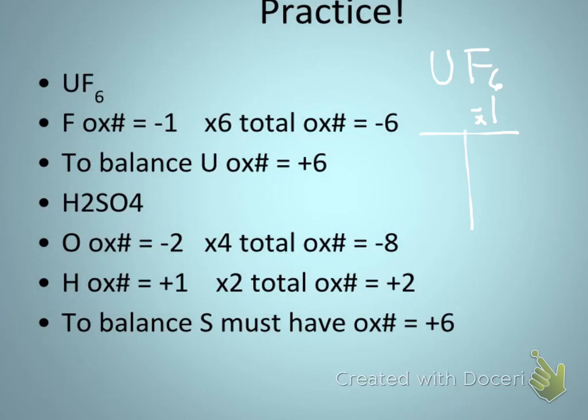So the total negative oxidation state for this thing would be -6. Well, we know that this is a neutral compound. There's no charge. This is not a polyatomic ion. So whatever is here has to balance. So, x plus -6 equals 0. I mean, you can do this algebraically. Therefore, x equals 0.